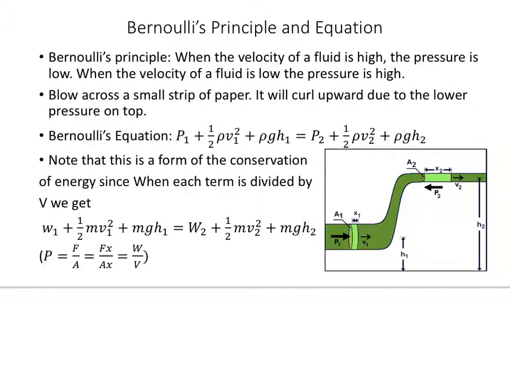And if we multiply both sides, both numerator and denominator here, by x, what we get is work, force times x, displacement is work, and area times x is volume. So essentially then, if you divide work by volume, that's equal to pressure, and so that's how we get that term. And of course, the same thing applies to each one of these terms.